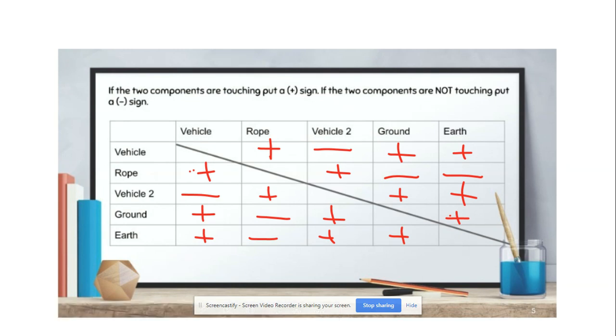And they'll put a plus symbol for the components of the sandwich that do touch or that do have a contact force. They'll put a minus for the parts of the sandwich that do not touch, that do not have a contact force.